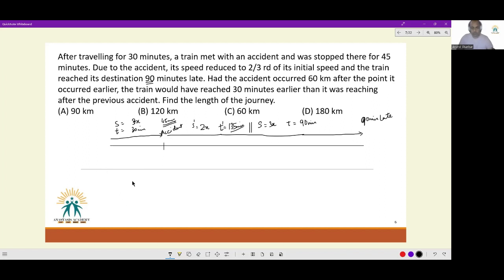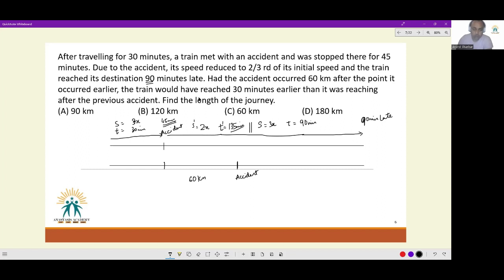Now, in the subsequent storyline, what are they telling us? Say, same route, same everything is happening. Had the accident occurred 60 kilometers after the point it occurred earlier. So the accident is not happening here; the accident is happening somewhere here. This is where the accident is happening, and the gap between these two points is 60 kilometers.